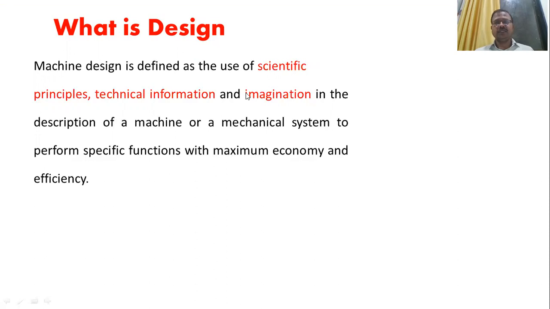And third one is the imagination. Imagination is nothing but the creativity with which the designer uses the basic principles of science and the technical information in order to build a machine or a mechanical system in order to perform a specific function with maximum economy and efficiency.